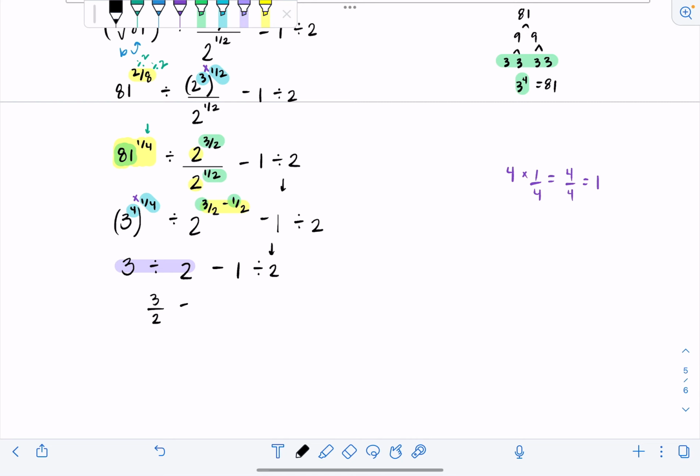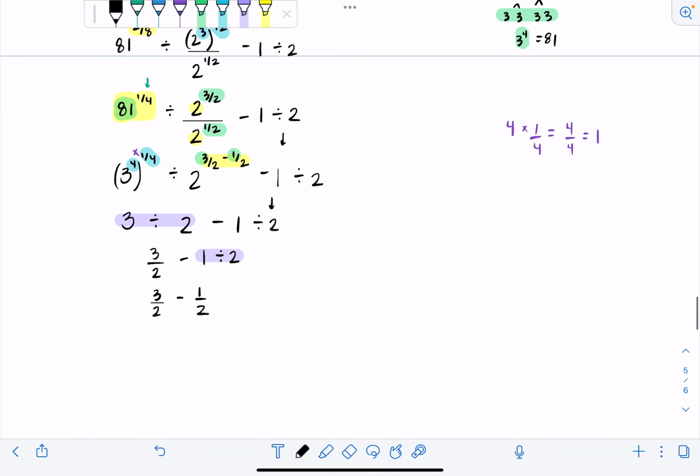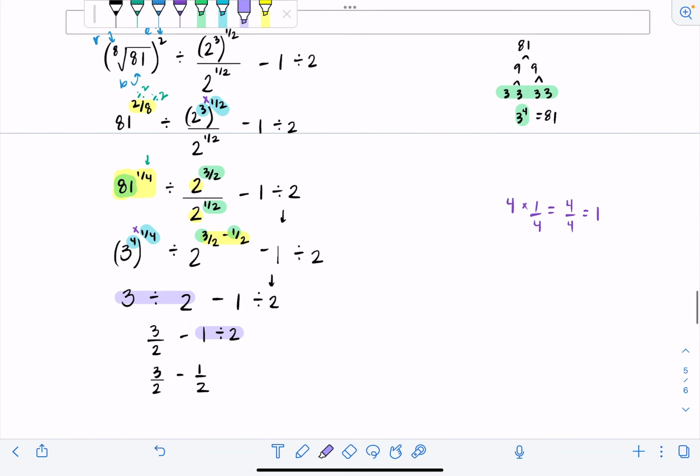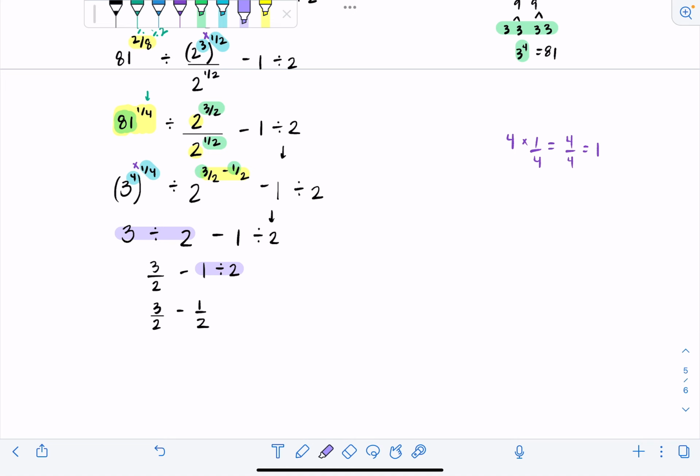And then I'm going to copy down the rest of the problem. So minus 1 divided by 2, and then I have one more division that I have to take care of before subtracting. So I'm going to bring down my 3/2, and then 1 divided by 2. Same thing, if you wanted to put it as a decimal, you could, or you could just write it as a fraction, 1/2.